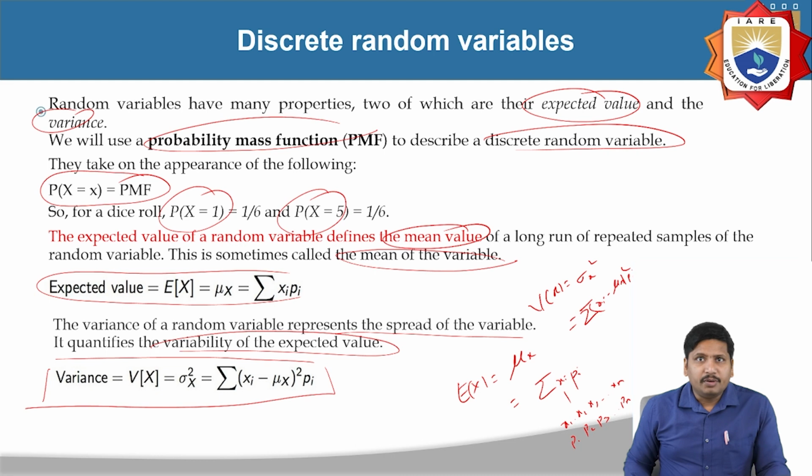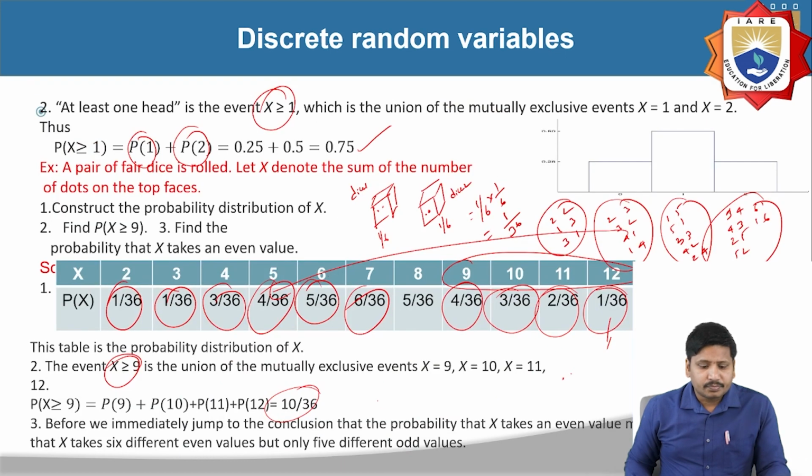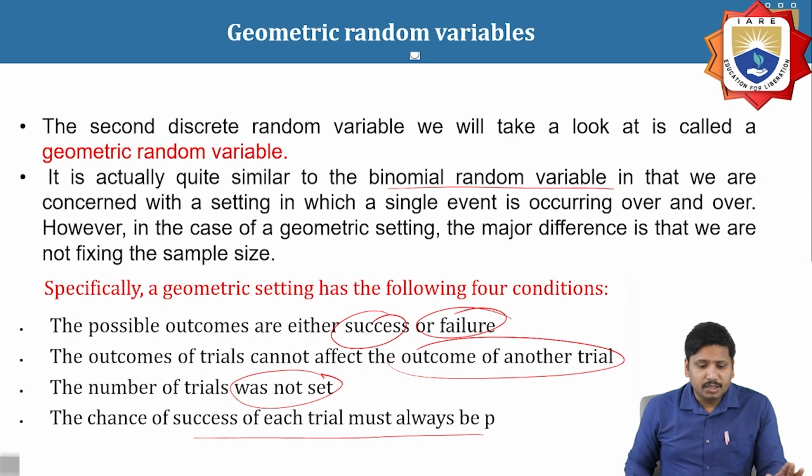And a discrete random variable uses the probability mass function, and a variable is said to be discrete if it has either a finite or countable number of possible values, and a variable is said to be continuous if it contains a whole interval of numbers. So these are the various examples I discussed.